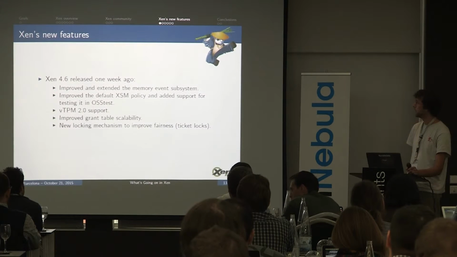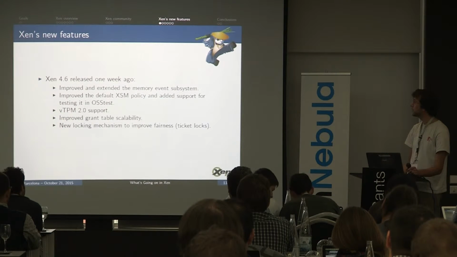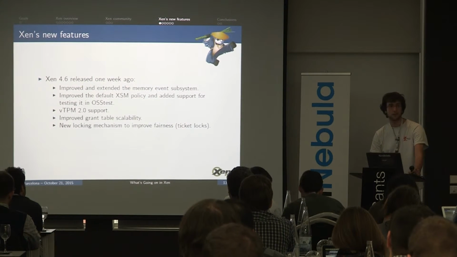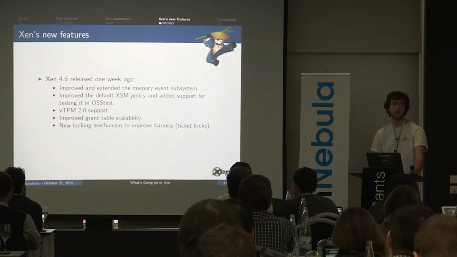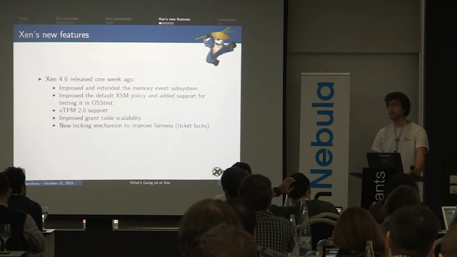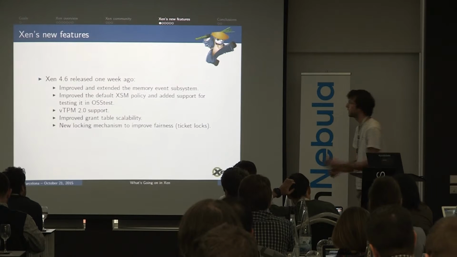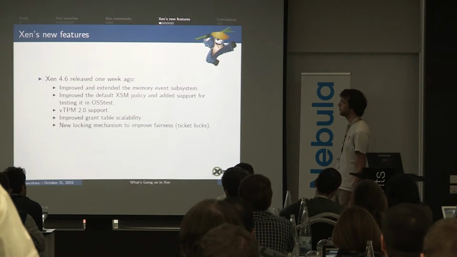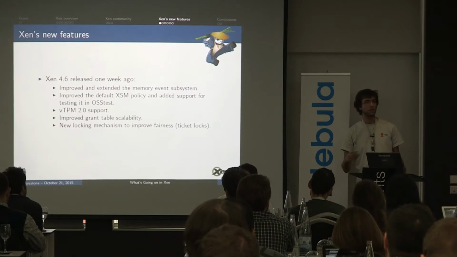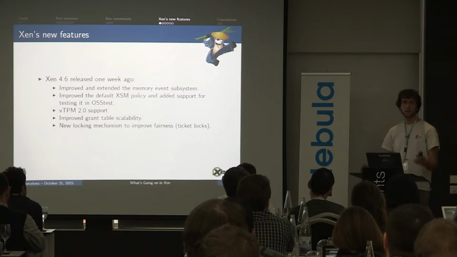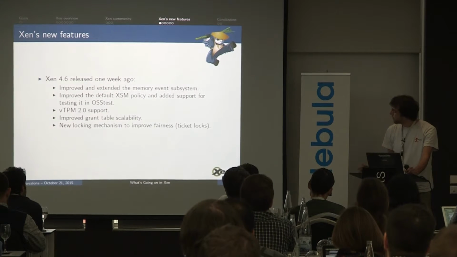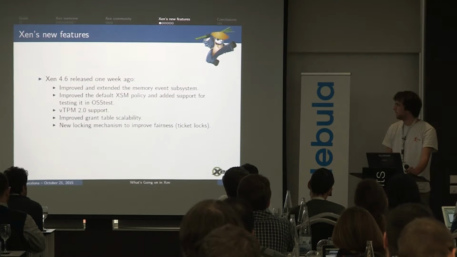Then we also improved the default XSM policy. XSM also, for those who don't know, it's something very similar to SELinux for Xen. It's an access control system, mainly, that's implemented inside of Xen. And we added a default policy, and also we test it regularly to make sure it works fine, so people can use it without having to write their own policies or anything like that. We also implemented support for TPM version 2.0.